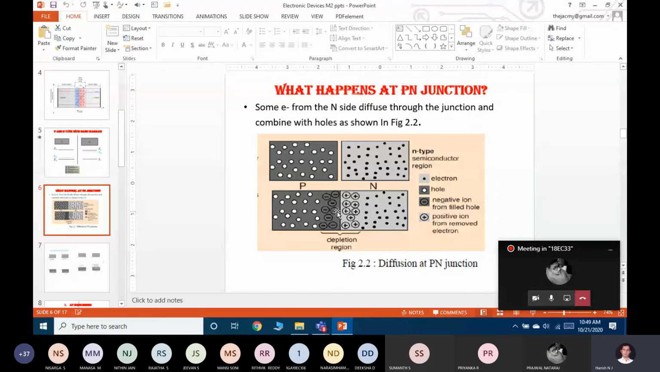So just check it out here. ಇಲ್ಲಿ ಬರ್ದಿದ್ದೀನಿ ನೋಡಿ. The dot represents the electron, the bubble represents the hole. Bubble ಒಳಗಡೆ minus ಬರೆದ್ರೆ negative ion from filled hole. Bubble ಒಳಗಡೆ positive ಬರೆದ್ರೆ positive ion from removing the electron. Just check it out. As per this, ಅಥವಾ as per our statement, is this diagram correct or not?